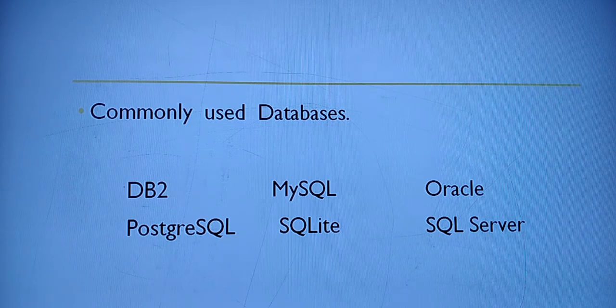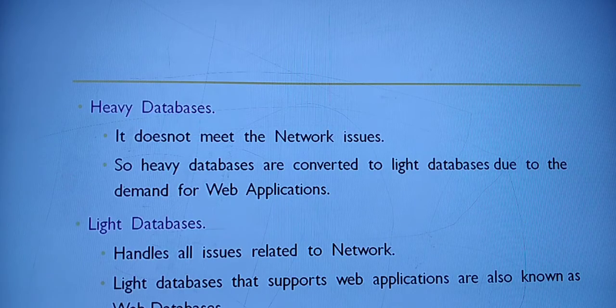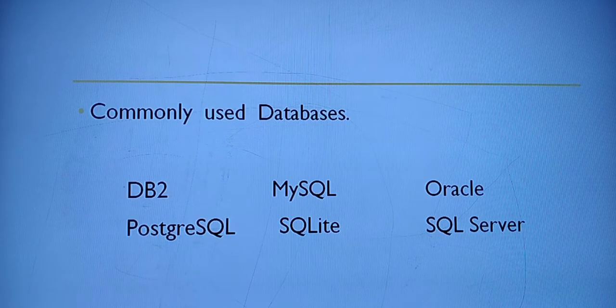Yes, clear with the topic? What are the web databases? Under the web database, you have two types. What are they? Heavy database, and the next one is light database. Nowadays all the heavy databases are converted into light databases due to the demand for web applications, since light database can easily handle web applications. So clear with this topic? Yes, we can continue to the next one.